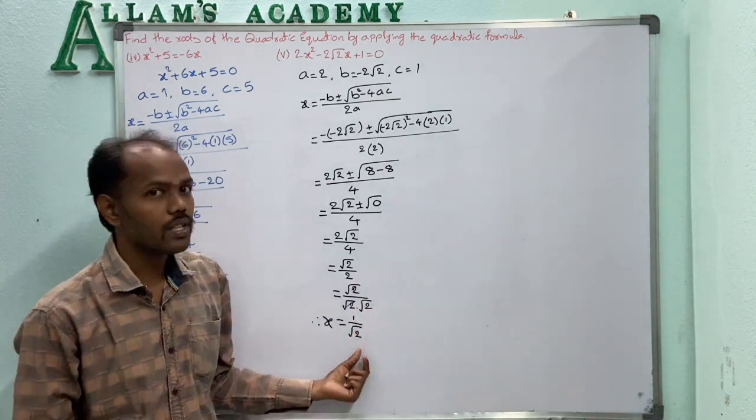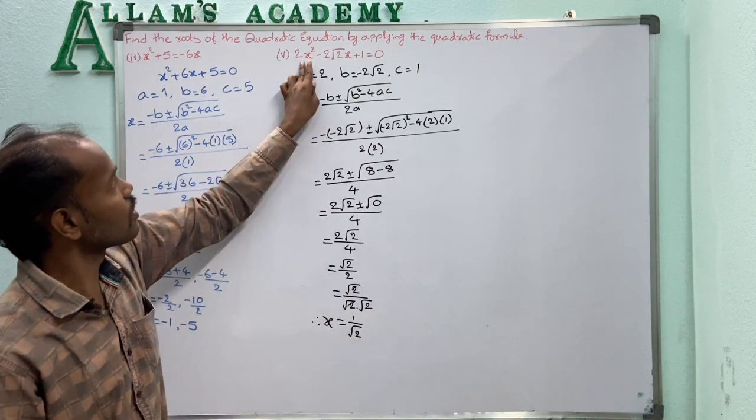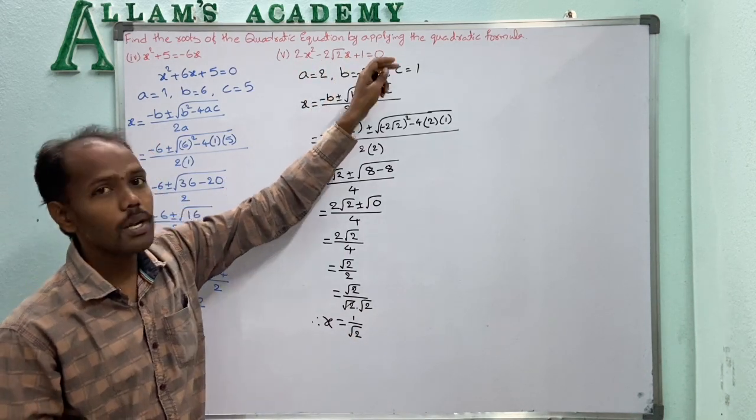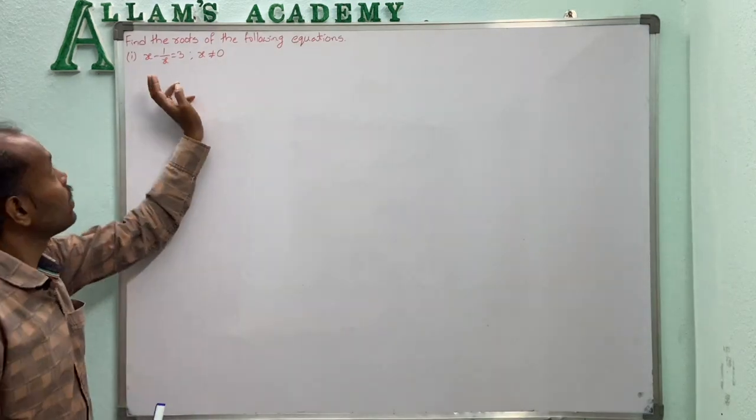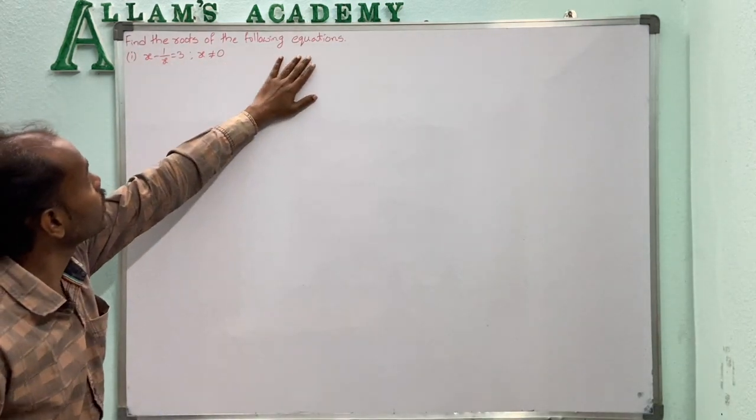So 1 by root 2 is the root of the quadratic equation 2x square minus 2 root 2x plus 1 equal to 0. Here given the problem, find the roots of the following equations.